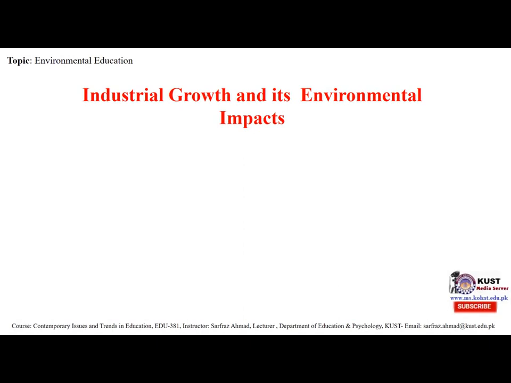Industrial growth and environmental impacts. The Industrial Revolution impacted the environment. The world saw a major increase in pollution, which along with the increase in living standards led to the depletion of natural resources. The use of chemicals and fuels in factories resulted in increased air and water pollution and an increased use of fossil fuels.